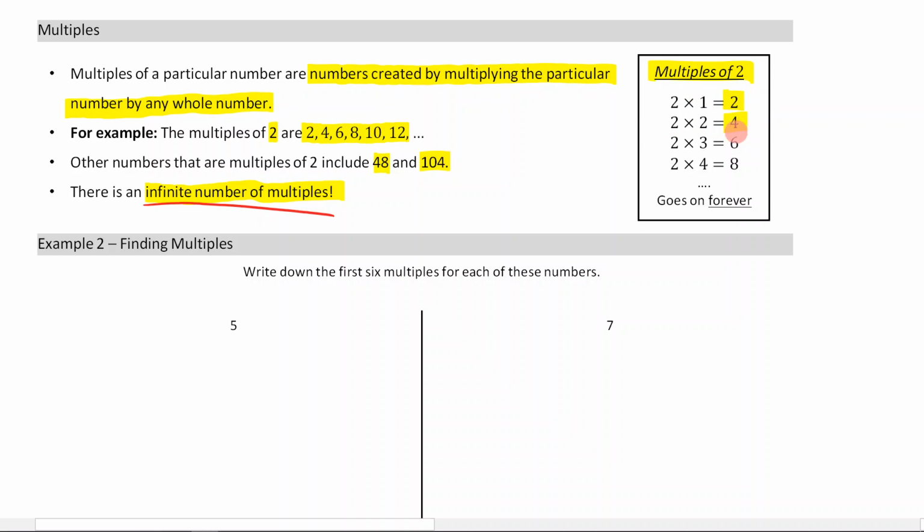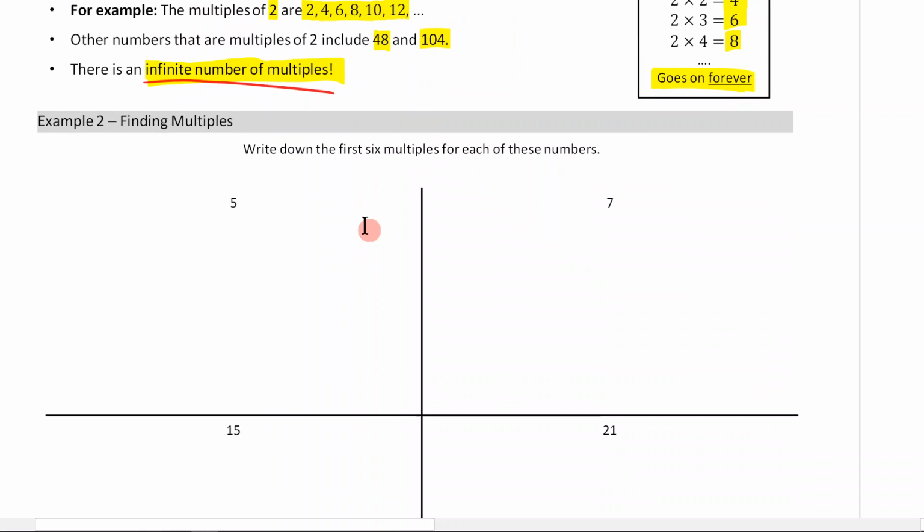2 times 2 is 4. 2 times 3 is 6. 2 times 4 is 8. 2 times 5 is 10. 2 times 6 is 12. It goes on forever. There are an infinite amount of multiples. And the great thing about multiples, whenever I think of multiples, I just think of my timetables. They're really just saying your timetables. That's really what we're doing here. So as we come down here, it says, so we're finding multiples now.